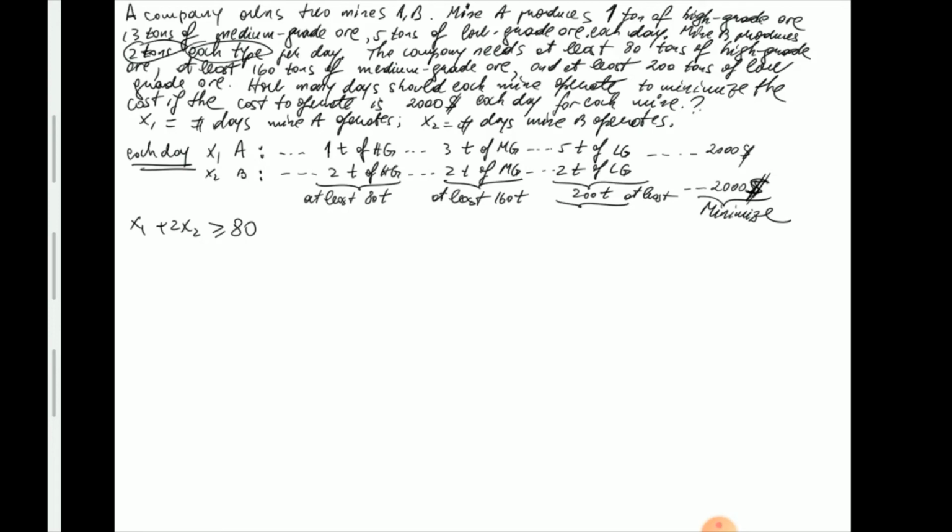Then the second condition, 3x1 plus 2x2, that's the production of the medium grade ore. That should be greater than or equal to 160. And then finally the last constraint, 5x1 plus 2x2, this should be greater than or equal to 200.